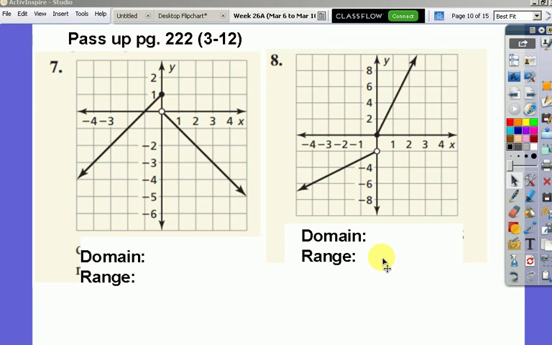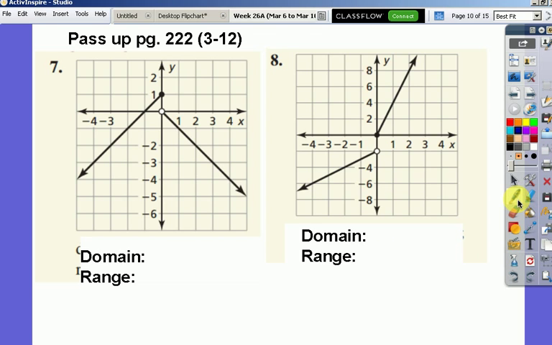We talked about graphing these last time. You should have these graphed in your notes. Now we're going to talk about the domain and range. Remember, domain is across horizontally, range is up and down. Remember that? So here we're going to look and see, what are my possible x values?